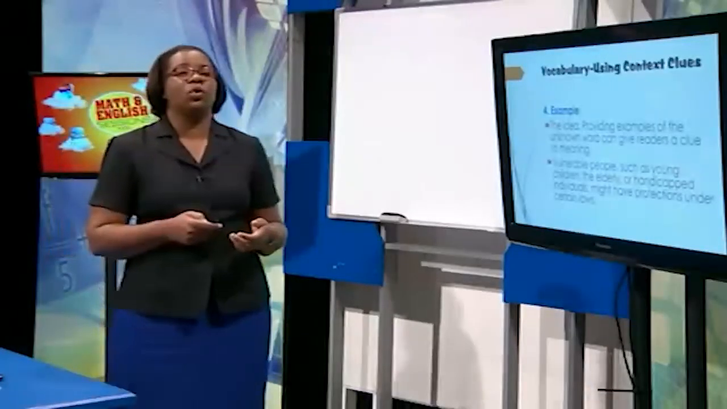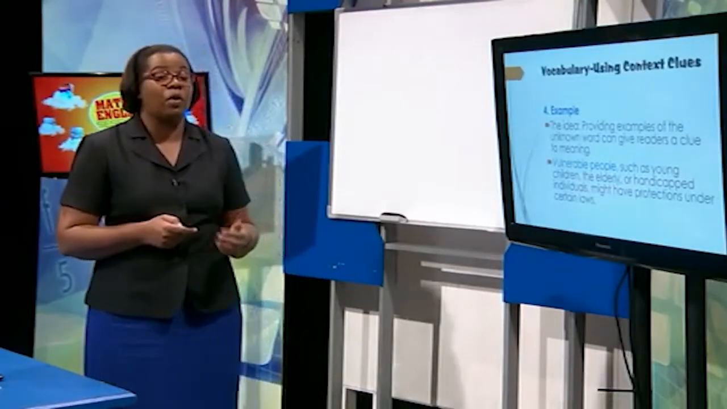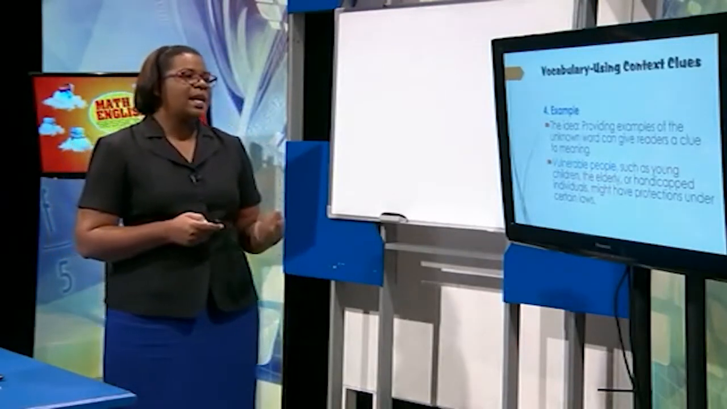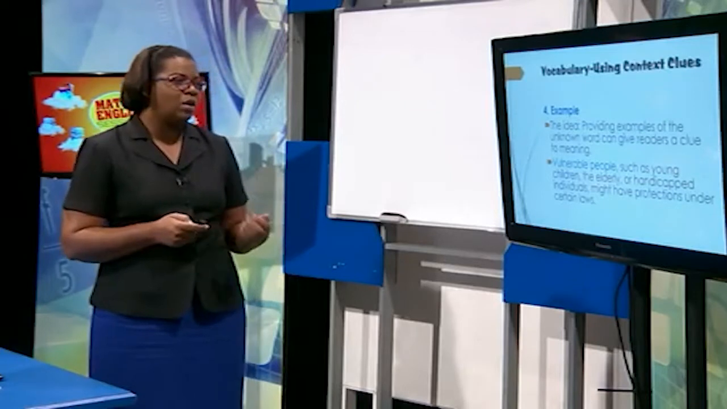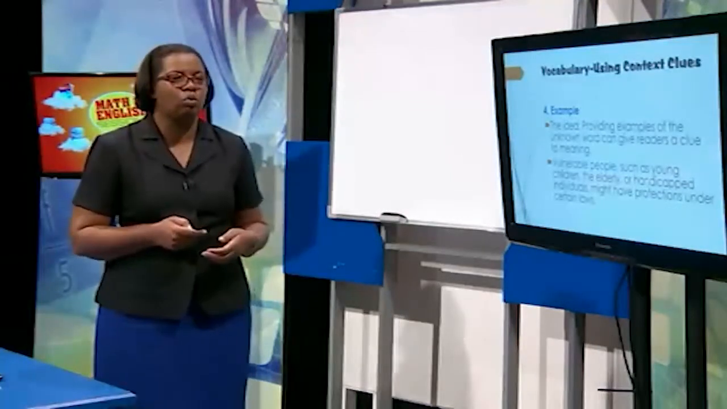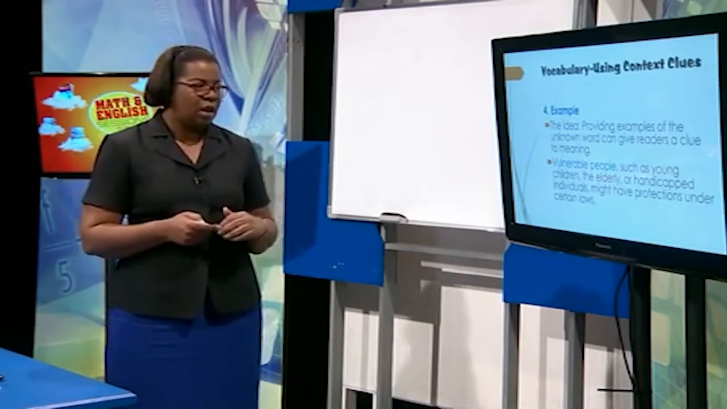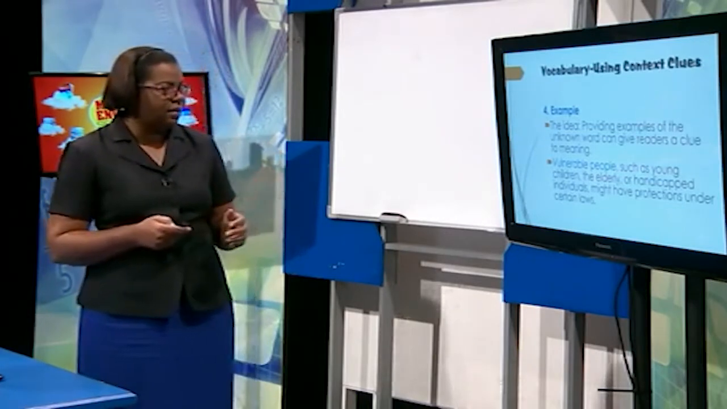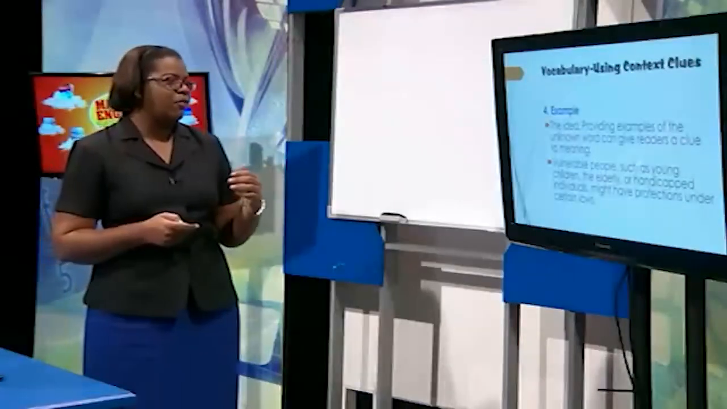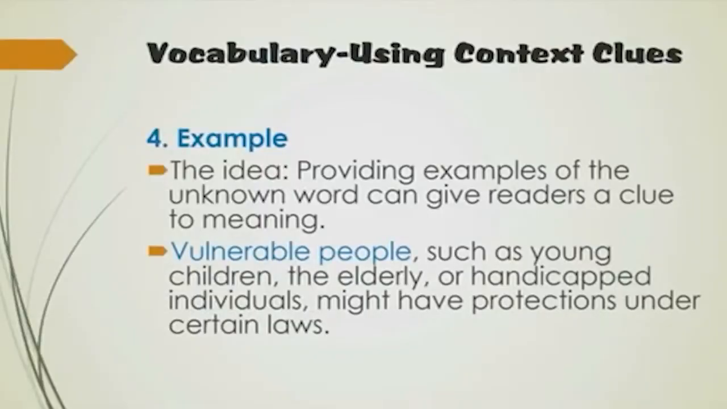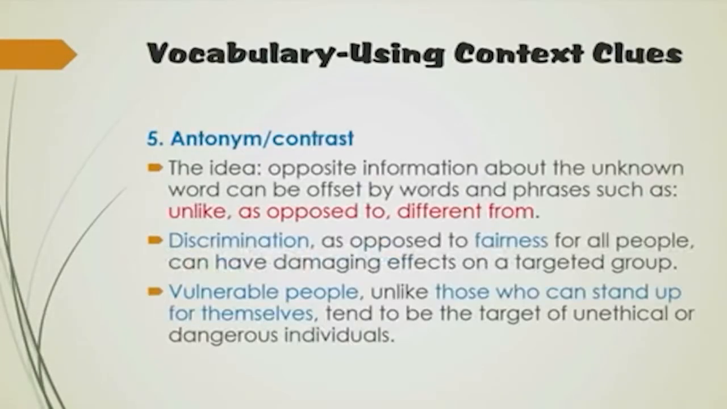Another thing you can do when you're looking for context clues is to look for examples, right? Providing examples, writers provide examples of unknown words, and this can give readers a clue to the meaning. Example, vulnerable people, such as young children, the elderly, or handicapped individuals might have protections under certain laws. Who are vulnerable people? Young children, the elderly, or handicapped individuals. So the writer is giving me some examples that I can relate to help me to understand what vulnerable means.